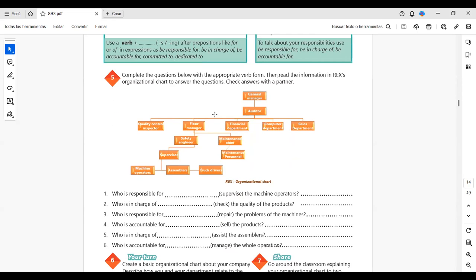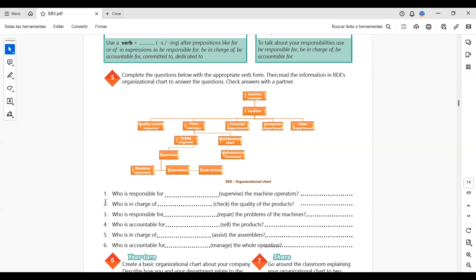So here we have an example, you need to see the department that they are talking about, right? Who is responsible for? For example, who is responsible for supervising the machine operators? Supervisor. Who is in charge of supervising the machine operators? Okay, the supervisors, that's what you say, right?